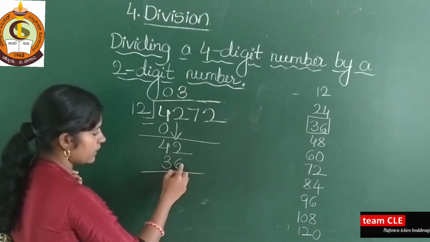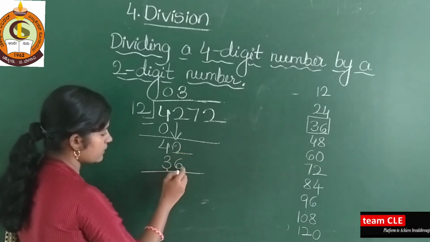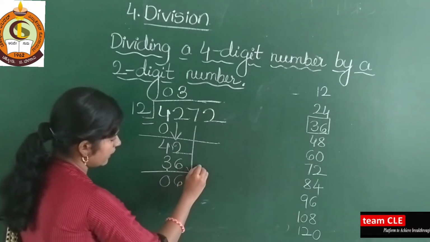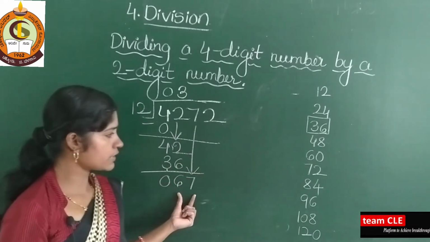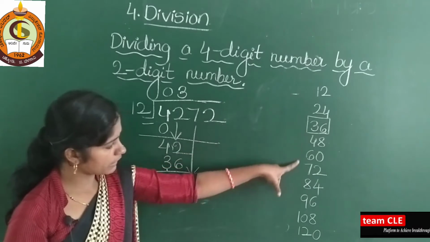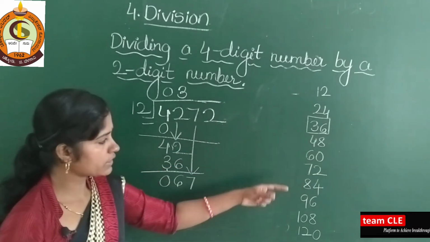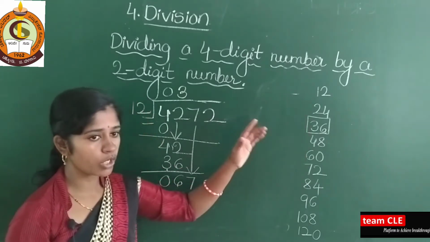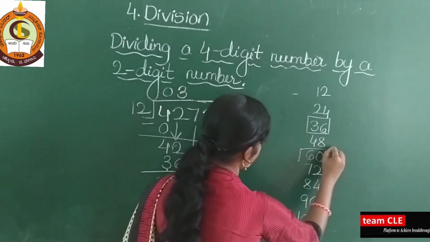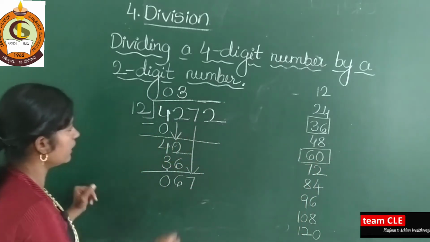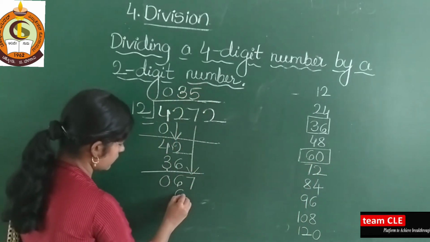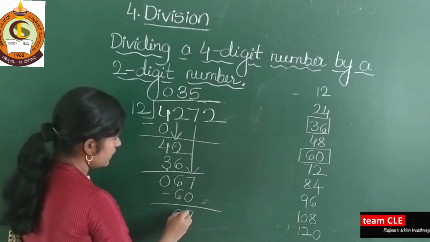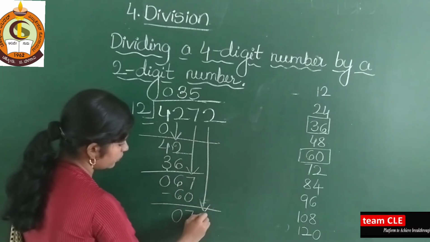Okay. Next here 2 minus 6 is not possible. Take carry. 12 minus 6 is 6 and 4 minus 4 is 0. Again you take 7 down. See here 67 is there. Is 67 in the 12 ones table? No. So which number is there here? 60. See here 48, 36, 24, 12 are all smaller, but the nearest smaller is 60. Okay. So right here 12 fives are 60. 7 minus 0 is 7, 6 minus 6 is 0. Again you take 2 down.